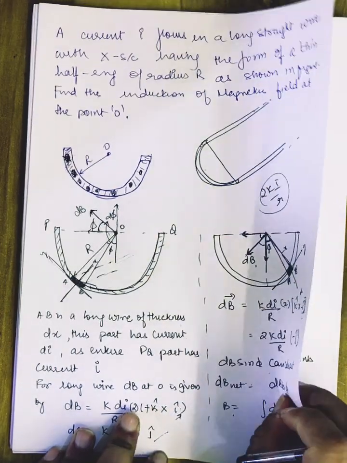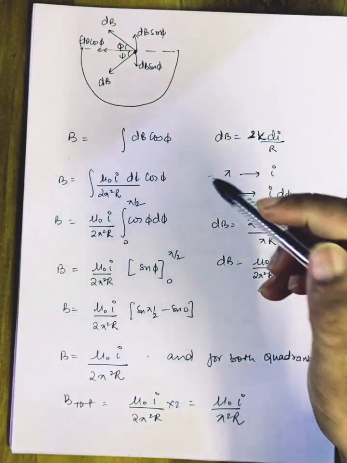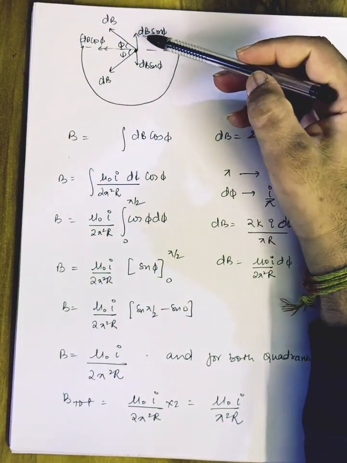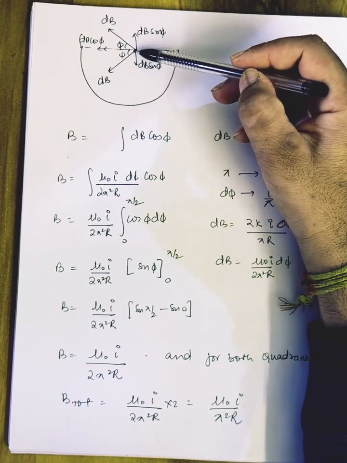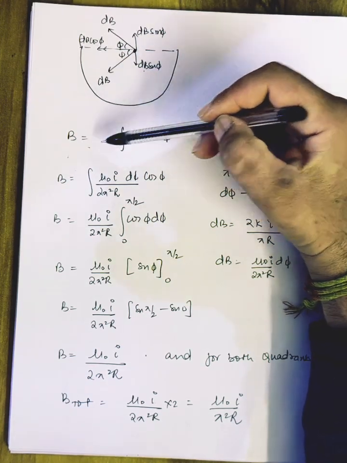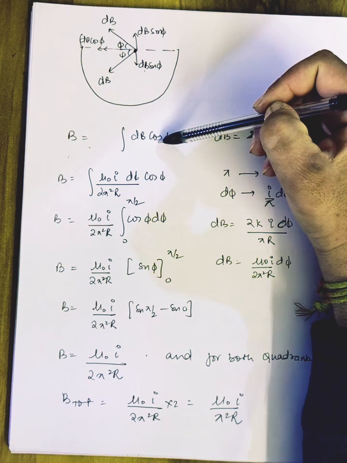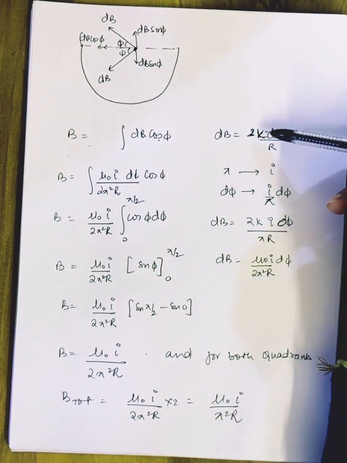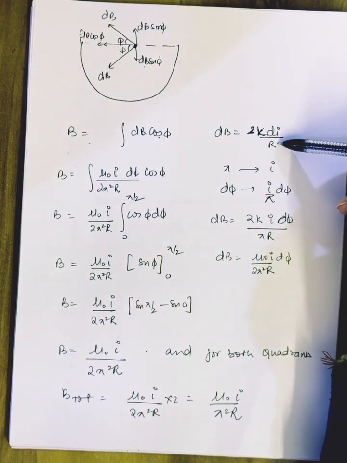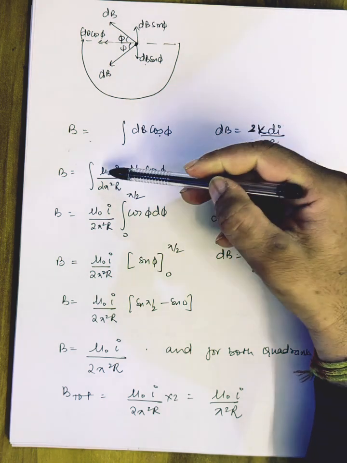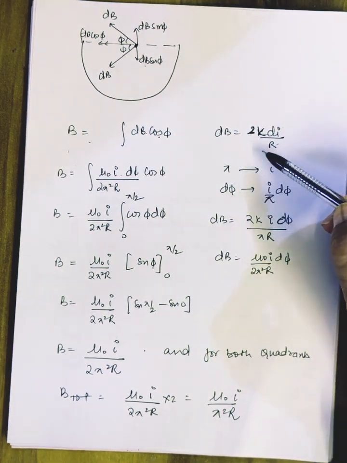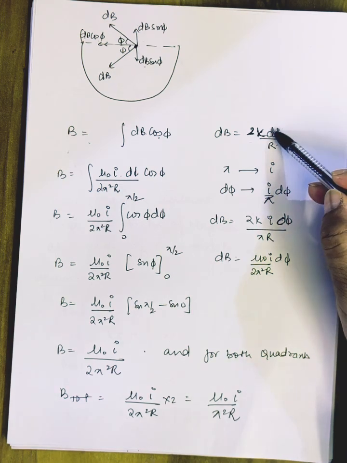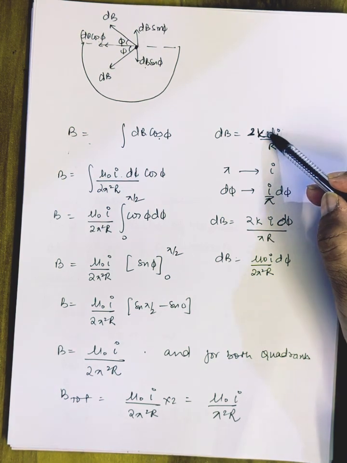Let's see how to solve it. I've again drawn the diagram for clarity. This is dB, dB cos phi, dB sin phi, dB cos phi and dB sin phi. Sin phi gets cancelled, so we get B equals the integral of dB cos phi. Now I'm opening the formula. dB is 2K dI by R. Now 2K can be written as mu naught upon pi, which I've solved first here. So see how I've solved for dI. Very important.